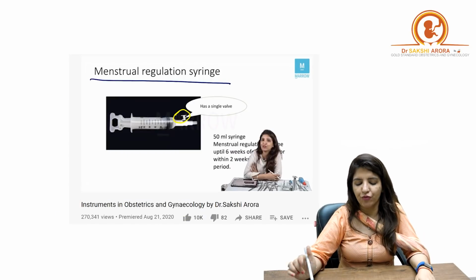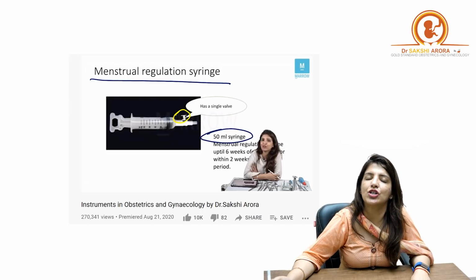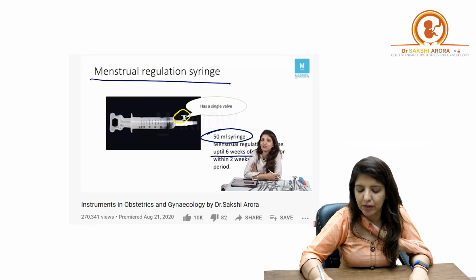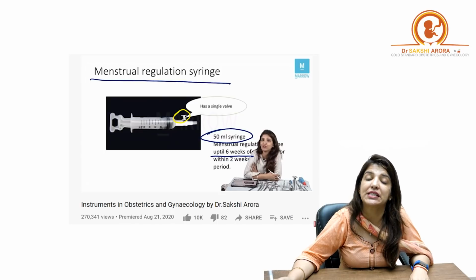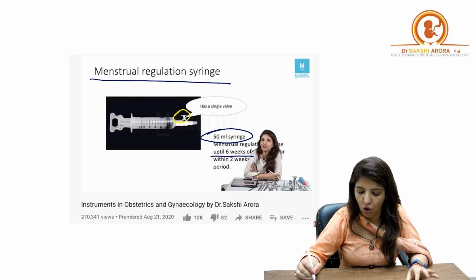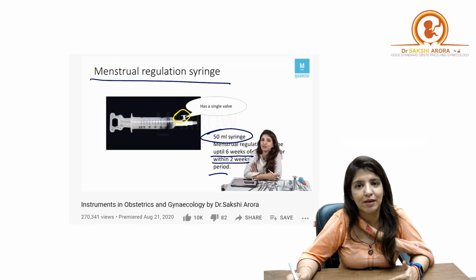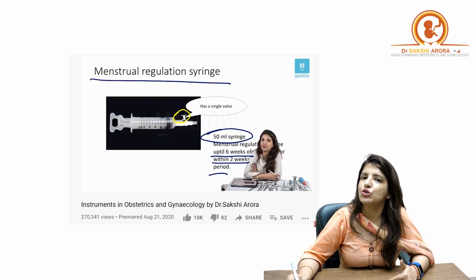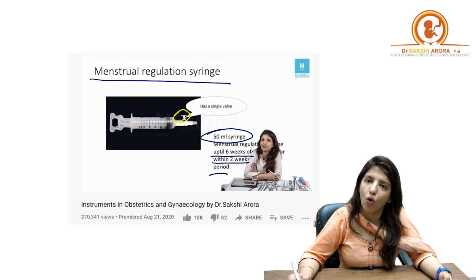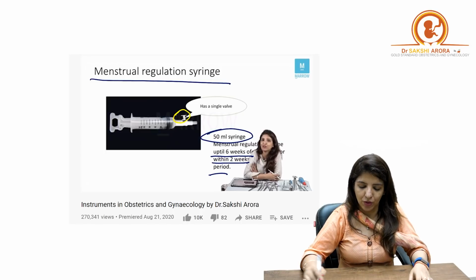On the other hand, the menstrual regulation syringe is a 50 ml syringe, and with the help of menstrual regulation, MTP can be done only up till 6 weeks of pregnancy. Whether they say 6 weeks of pregnancy or within 2 weeks of the missed period, it's one and the same thing, right? So you can use menstrual regulation syringe only up till 6 weeks of pregnancy or within 2 weeks of the missed period. Clear to all of you? Okay.